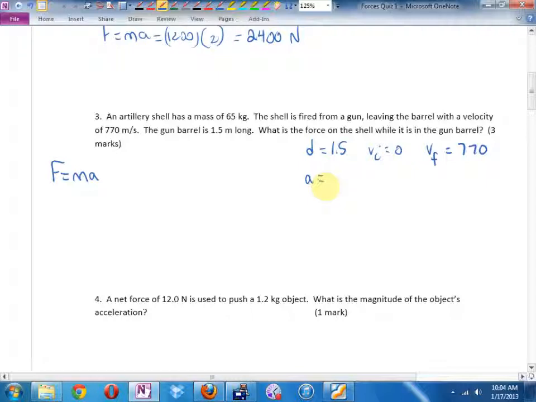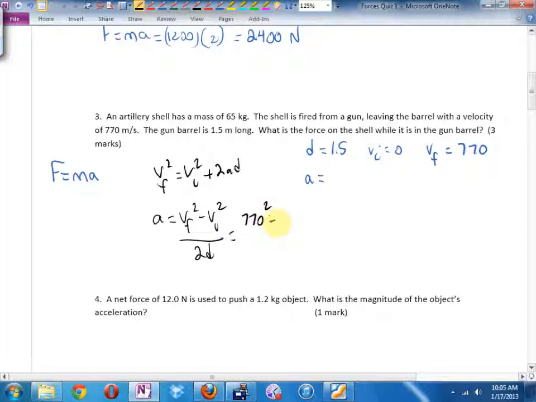I've seen about 12 people writing things down like mad. I'm sensing people didn't do this quiz. Or maybe you had trouble with number 3. What's an equation that has D, VI, VF, and A in it? I think this one. I think it's going to be 770 squared minus 0 squared, which I guess I probably didn't need to write, all over 2 times D.